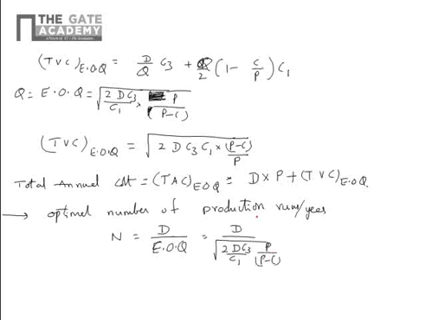So P by P minus C. Simplify this, you will get the value. So optimal length of lot size production run, length of each lot size production run.